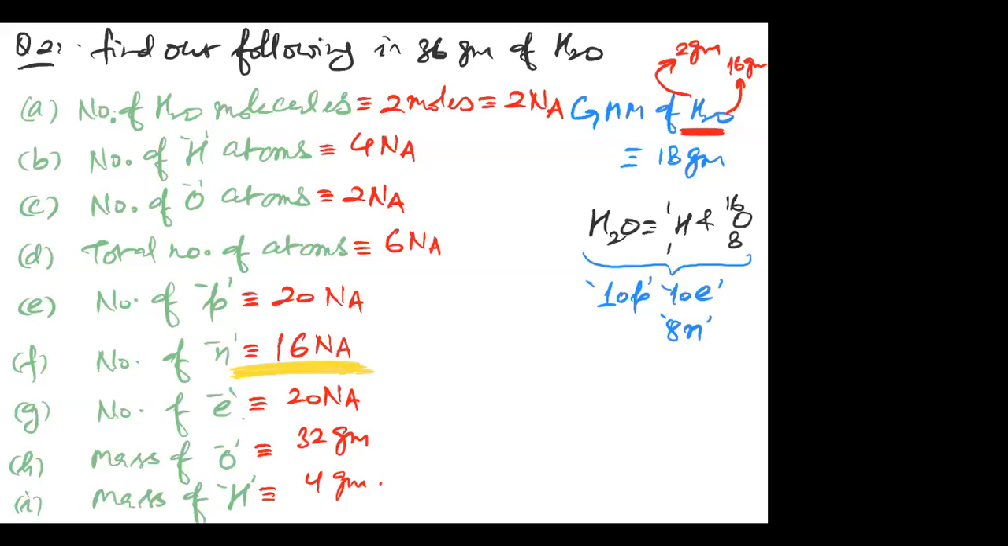As per number of electrons are concerned, again it is same as number of protons. The mass of oxygen, as oxygen was 16 gram out of 18 grams, so it comes out to be total 32 gram out of 36 gram. Mass of hydrogen is the remaining mass, which is 4 gram. I hope now this question is clear to you. So should we move to the next one?